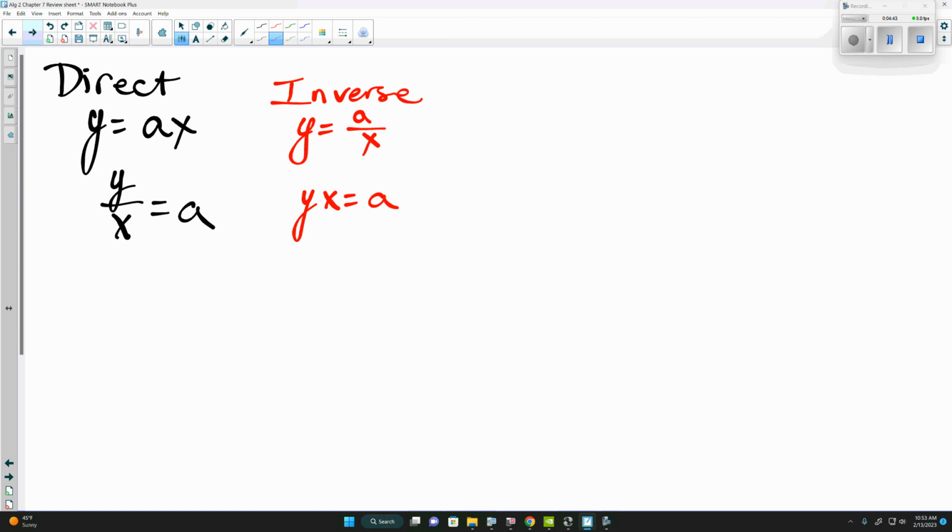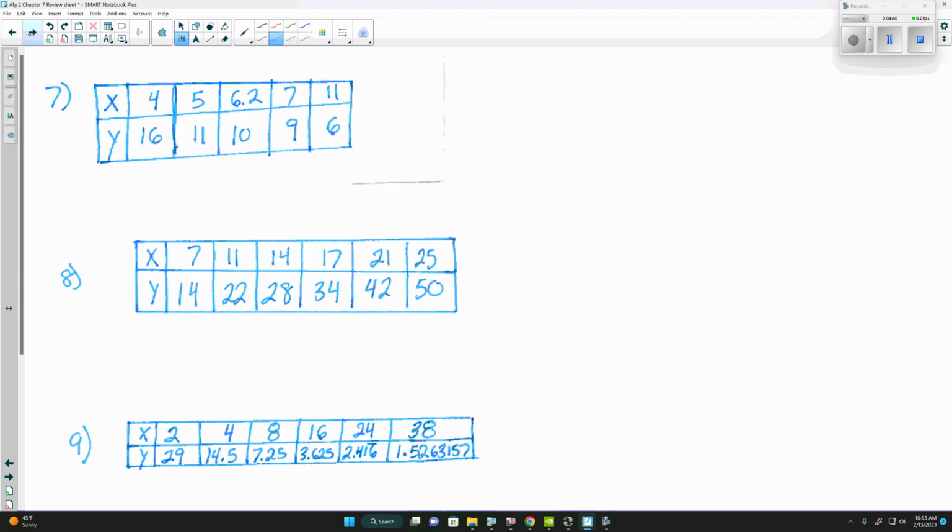Now let's look at 7, 8, and 9. Again, we're still working with direct, inverse, or neither, but this time we're looking at direct as y over x is equal to a, or inverse is x times y is equal to a, because the a is a constant amount, it doesn't change. So if I divide the x and y's by each other and get the same amount every single time, it is direct. If I multiply them together, x times y, and get the same amount, then it is inverse, because the amount of change between each one will be the same.